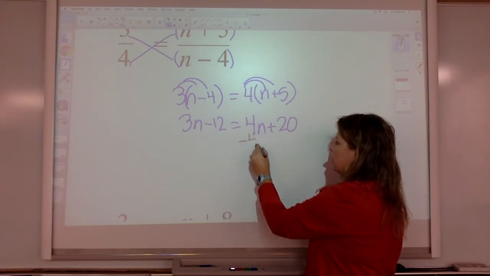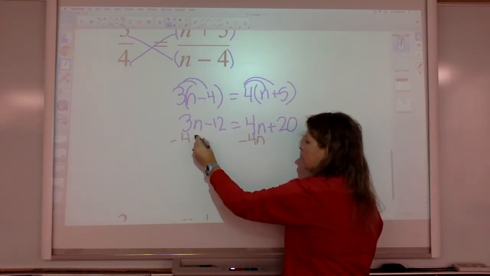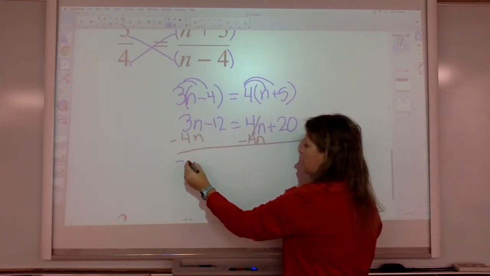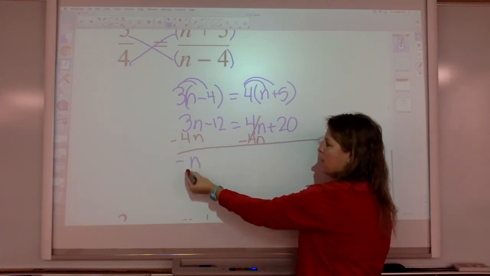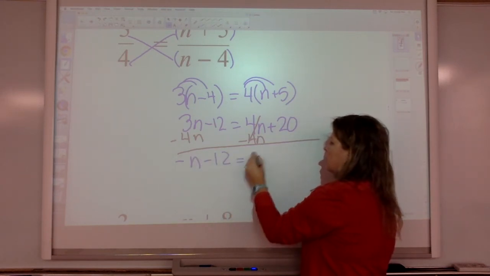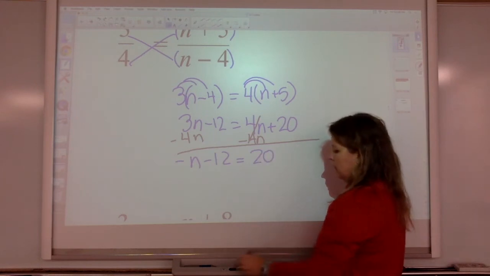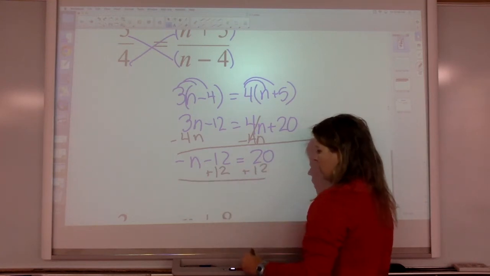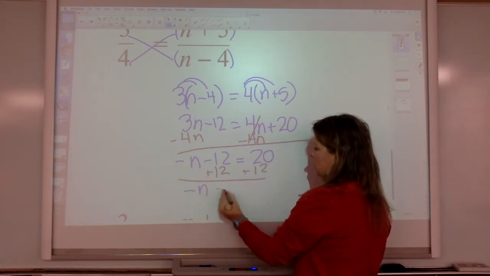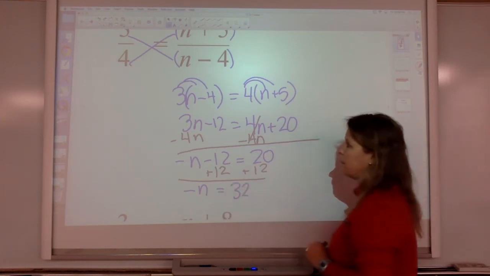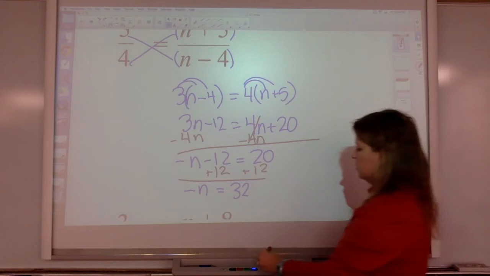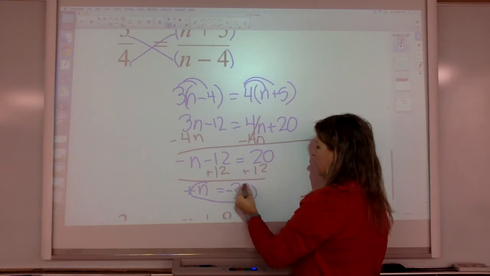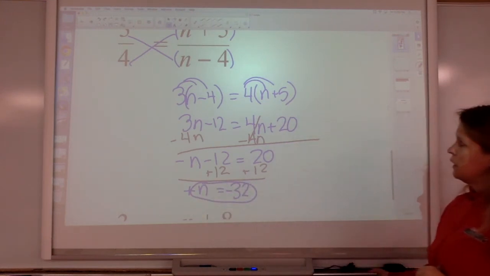I'm going to minus 4n over to my 3n, just because it's the way we've continually and consistently done this. You have negative n. Talked about this before. I'm not putting the 1 there. Minus 12 equals 20. Add 12 to both sides. And you have the opposite of n equals 32. If the opposite of n equals 32, then n must equal -32. So your final answer is n equals -32.